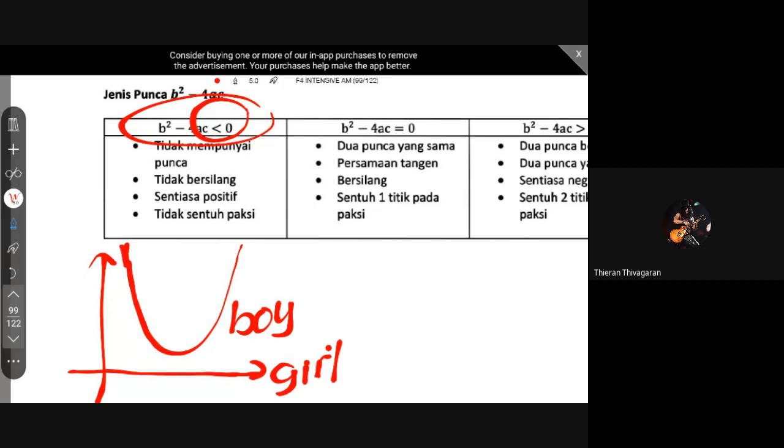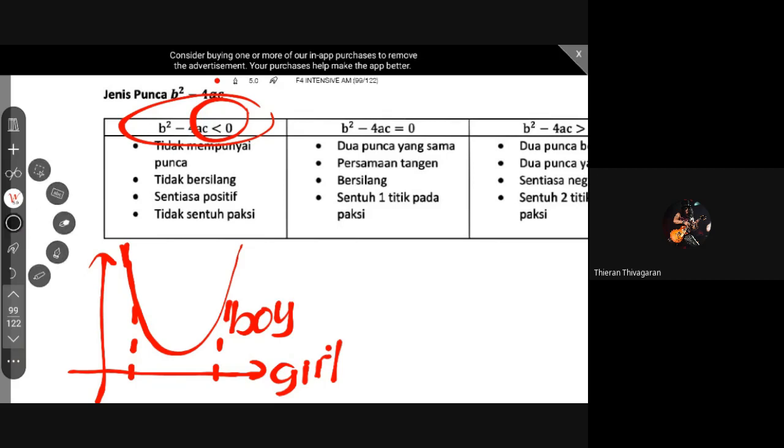Graph yang tergantung sahaja. Okay, maksudnya punca dia adalah imaginary. Imaginary roots. Punca khayalan kot I rasa dalam BM. So yeah, this is one way to imagine. Can you understand guys? Boleh faham yang ni? Maksudnya cinta tu tak jadi lagi. The love never happened yet.